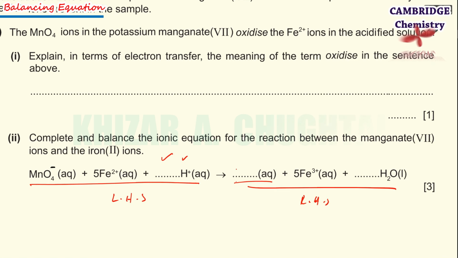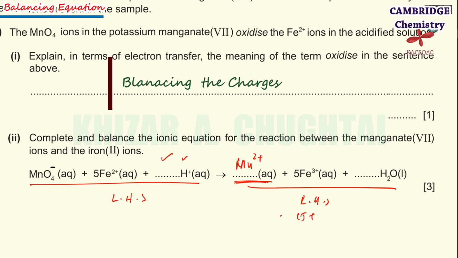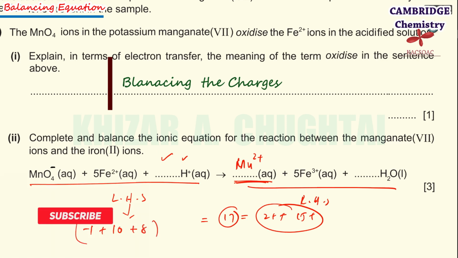And in this case there must be, as we know, manganese 2 positive ion, that is the reduced form of the manganese ion. So overall positive charge on the left hand side, 15 positive plus 2 positive, that is equal to 17. It must be 17 on the left hand side. 1 negative, 10 positive, and there must be 8 positive to make the sum, that is equal to 17. So 8 H positive I'm going to write over here, right?